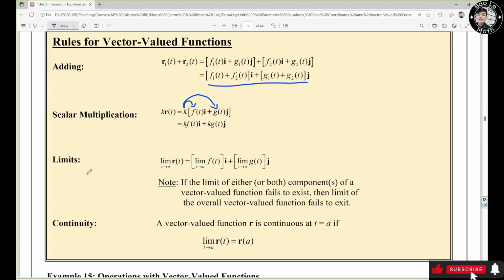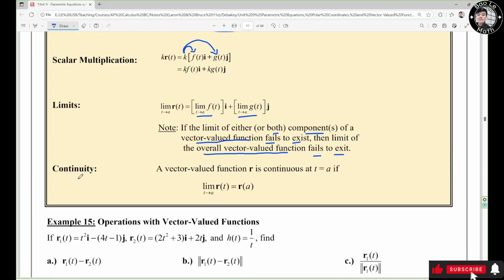Now the limit of a vector valued function when t approaches a. You're going to take the limit of each i and j component. If the limit of either or both components of the vector valued function fails to exist, then the limit of the overall vector valued function fails to exist. Now continuity: a vector valued function r is continuous at t equals a if the limit of the vector valued function when t approaches a equals r of a.